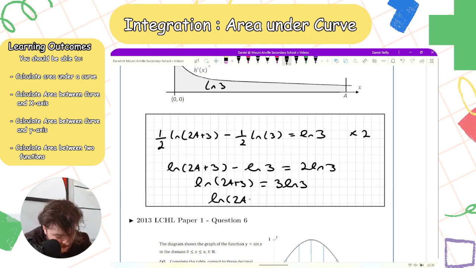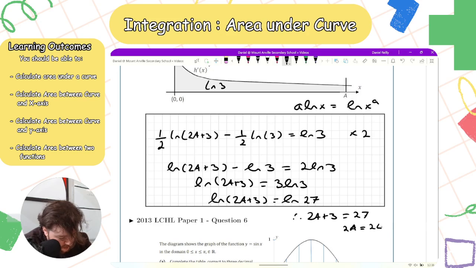Ln of 2a plus 3 is going to be equal to ln of 3 cubed. So I'm using the rule here: a ln x is equal to ln x to the power of a, which is going to be 27. Therefore, 2a plus 3 equals 27. 2a is equal to 24. a is going to equal 12.